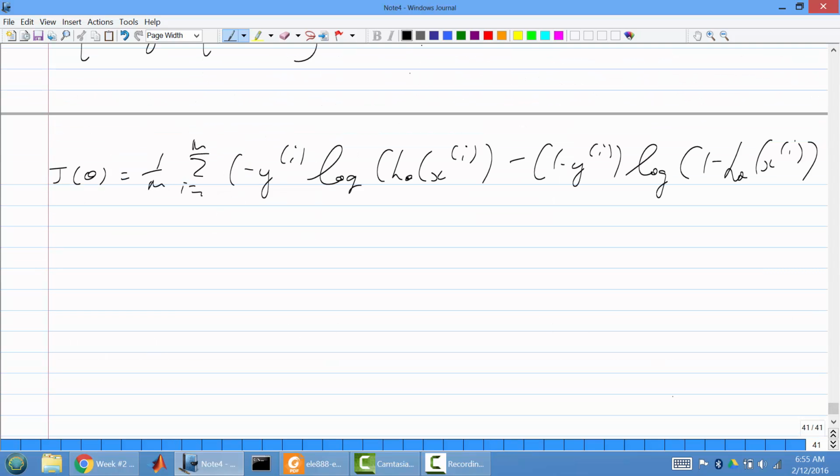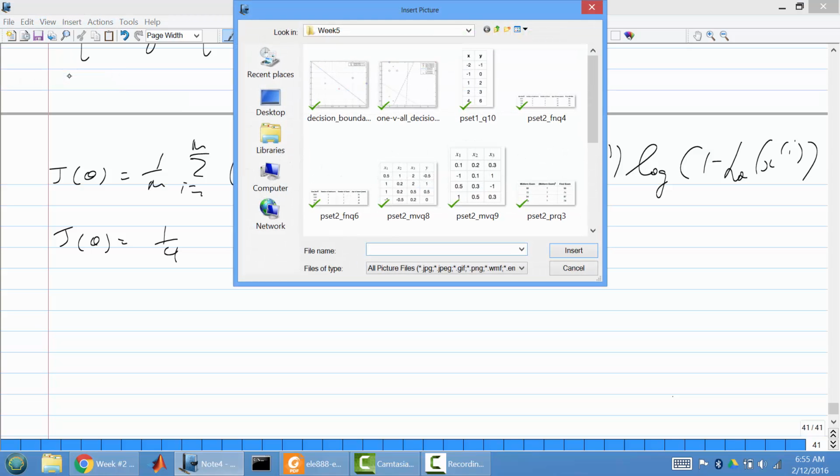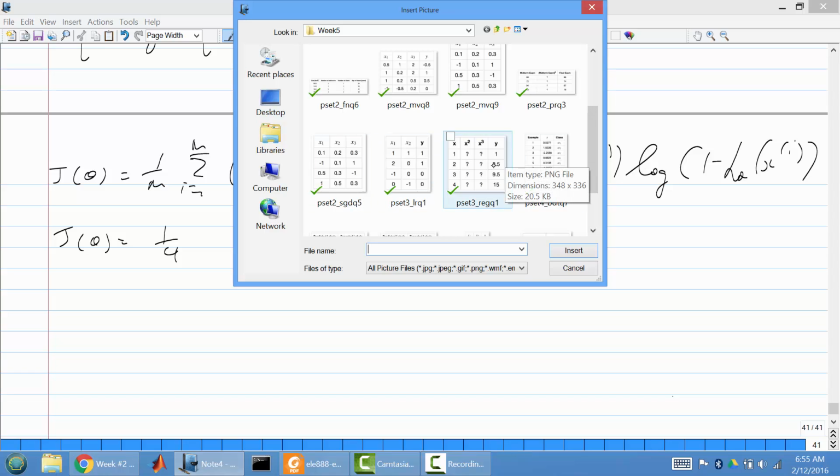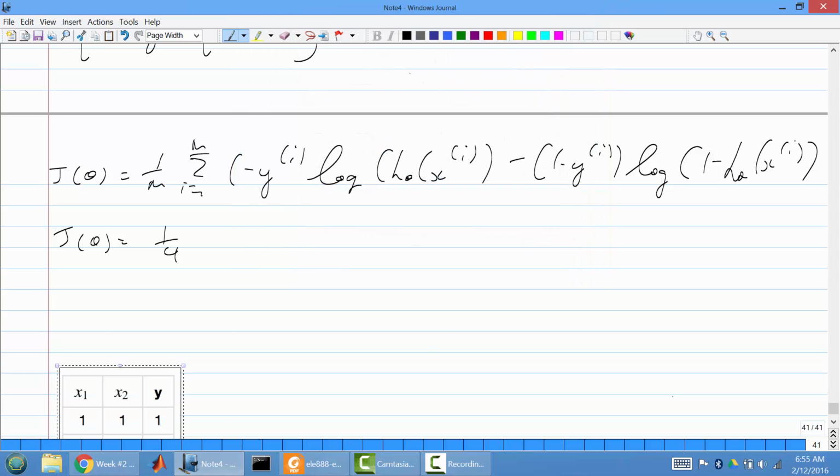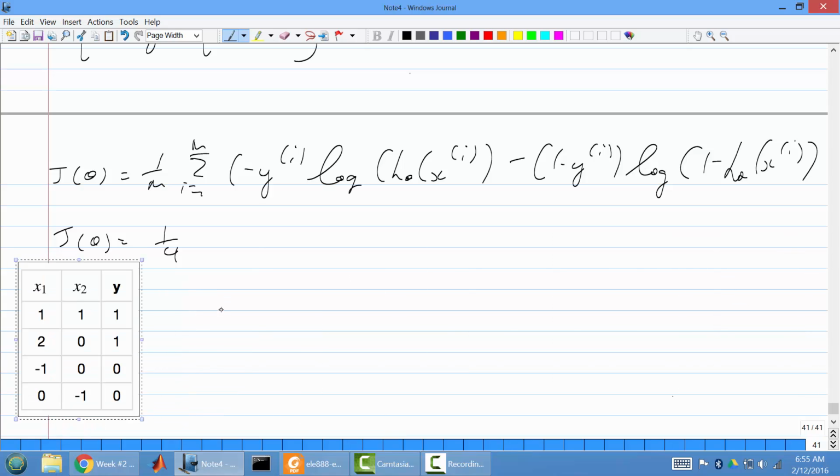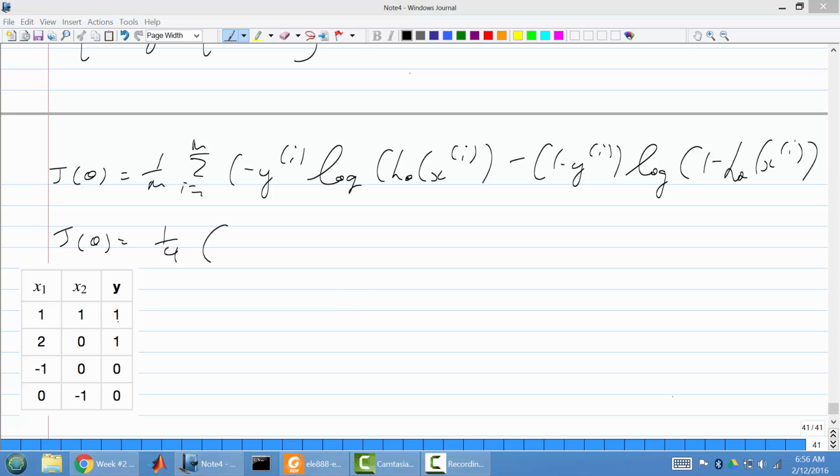So what's going to happen now is when you decide to do the sum, you have 1 over 4, and let's just get the table of values so that we're consistent. So when y is equal to 1, we're going to do the first example, and the first part of the sum activates. So you're going to have minus log of h of theta x of 1, right?